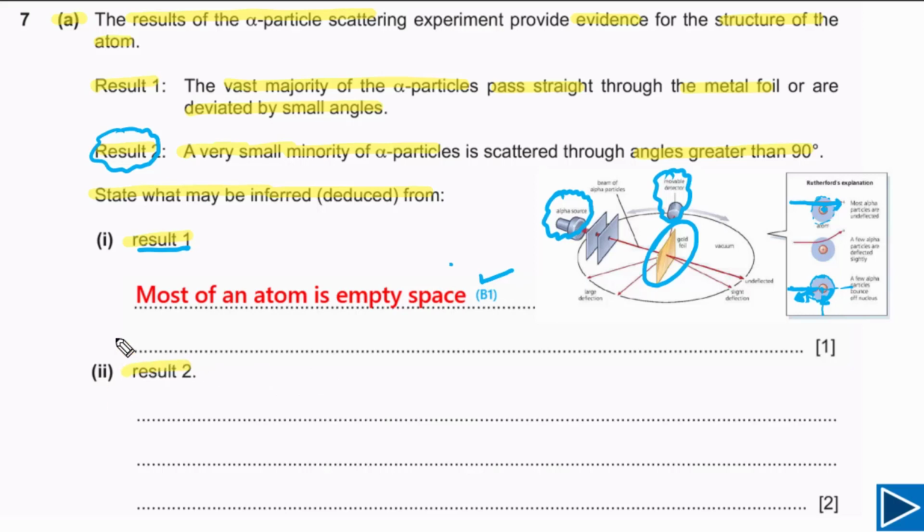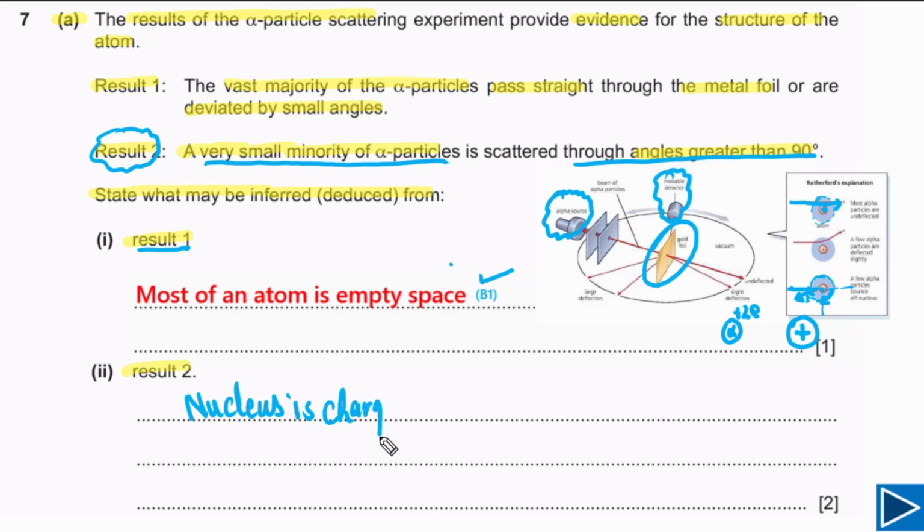Now, the question is asking what we can conclude from the second result. According to the second result, a very small minority of alpha particles scattered through angles greater than 90 degrees. First thing you need to understand is why the alpha particle is deflected back. Alpha particle has a positive charge, equal to plus 2e. If it is deflected back, it means there is another charge present that is repelling it backward. So the nucleus is charged. It means there is positive charge in the nucleus.